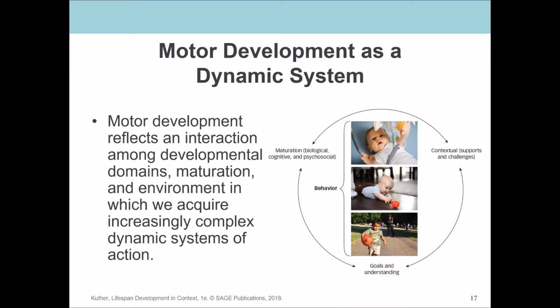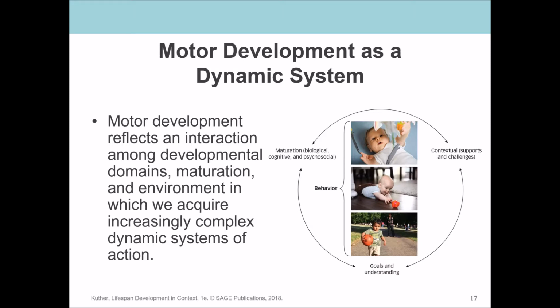Motor development is an interaction amongst developmental domains, and in the next slide or two we'll be talking about sensation and perception. So the idea that what an infant perceives, what they see, what they feel, and what they understand about the world affects their motivation to engage in motor development, to take action. And this is what leads to development in motor skills over time. It's also a reflection of maturation of the central nervous system, helps with development of motor skills, and also the environment. So the environment provides opportunities in which children get to try out increasingly complex motor skills.